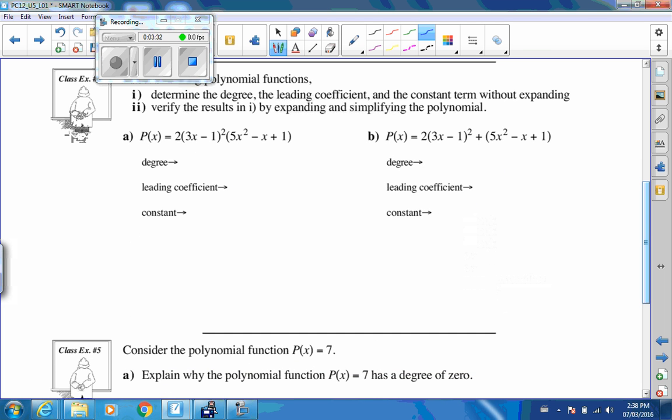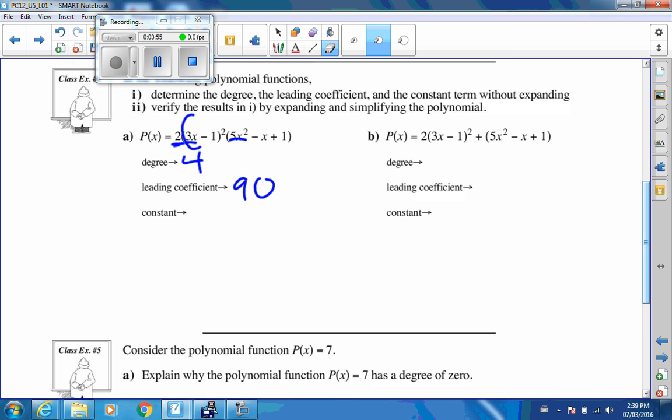Okay. This one, this is degree 2, and constant. So that's going to be a degree 4 thing. Leading coefficient would be this thing squared. So that's 9x squared times 5 would be 45 times this 2. So my leading coefficient should actually be 90. My constant term will be this -1 squared, which is going to be +1, times this 1 times that 2, so +2.